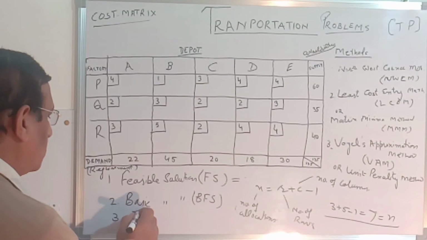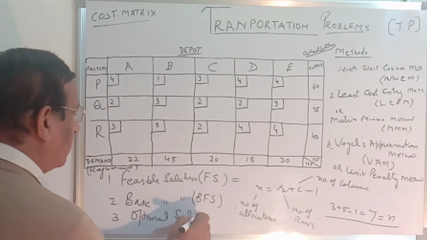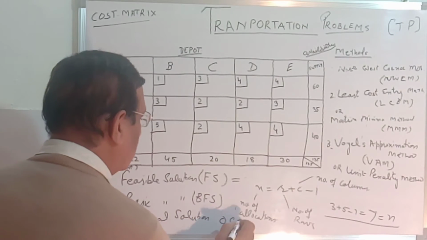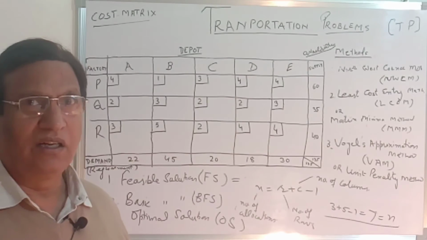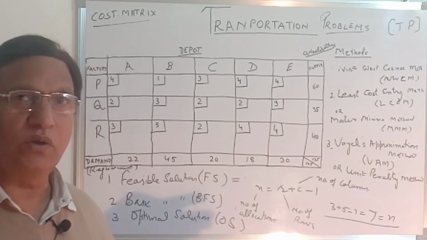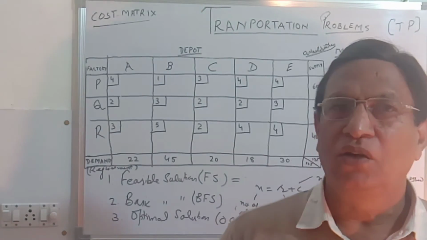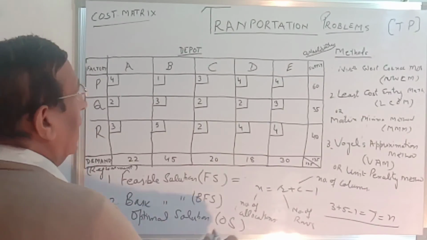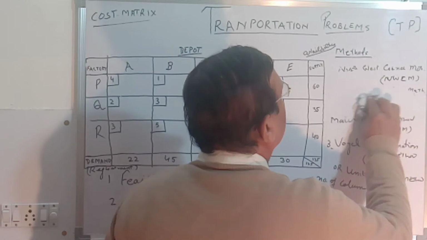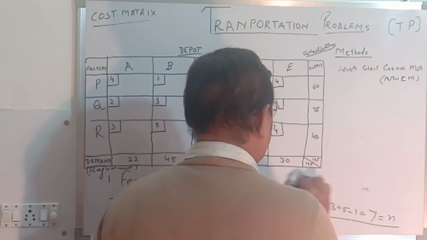Third is the optimum solution. OS, the optimum solution, is the ultimate solution when the cost cannot be further decreased. So we have to get the optimum solution. That is the main objective of operational research, to find the optimum answer to different problems. So let's now start with the first method.